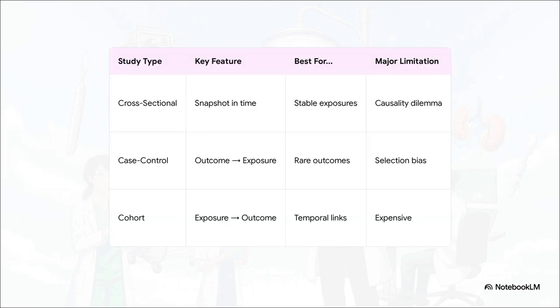This table is a fantastic little cheat sheet. A cross-sectional study is just a snapshot in one moment in time. It's fast, but it makes it almost impossible to know what came first, the chicken or the egg. Case control studies are super efficient for rare diseases, but you have to be so careful about picking the right controls and dealing with people's fuzzy memories. And cohort studies are the heavyweights. They're powerful for seeing how things unfold over time, but man, they can be slow and really expensive to run.